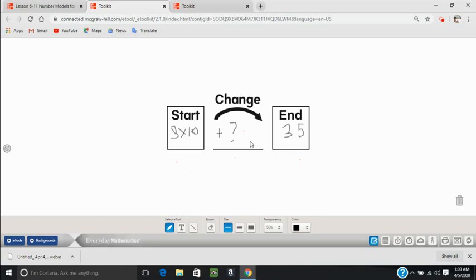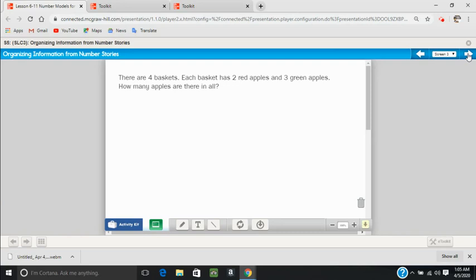Now, I know 3 times 10 is 30. So I could put that here. 30 plus something now equals 35. And I know you guys are smart. So 30 plus 5 is 35. So my answer is 5 more cars. Move on to our next problem.